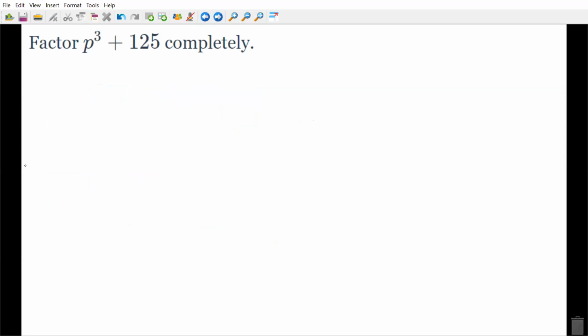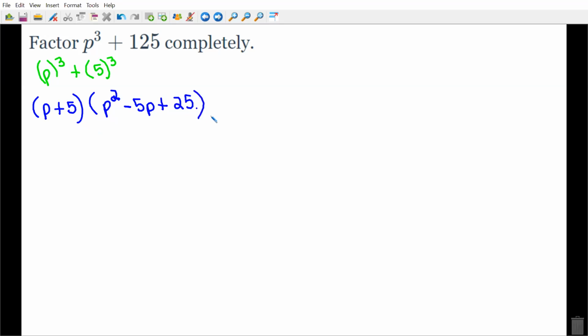Factor p to the third plus 125 completely. So again, this is going to be the same as p to the third power plus 5 to the third power, right? And it's basically the same exercise you did before with the formula that said p plus 5, yes? Times p squared minus 5p plus 25. Yes?